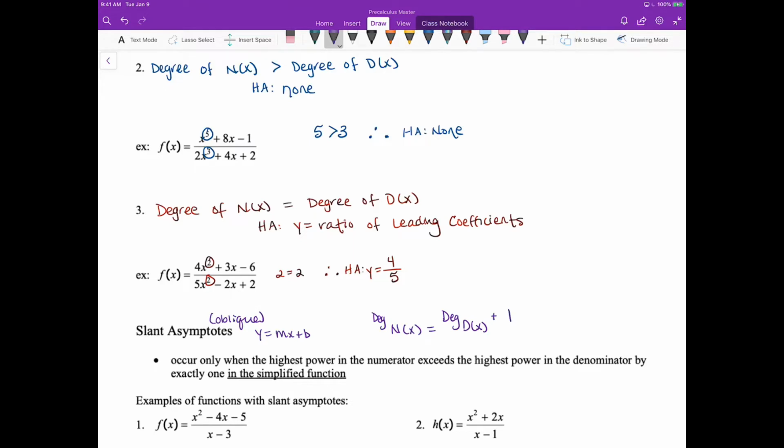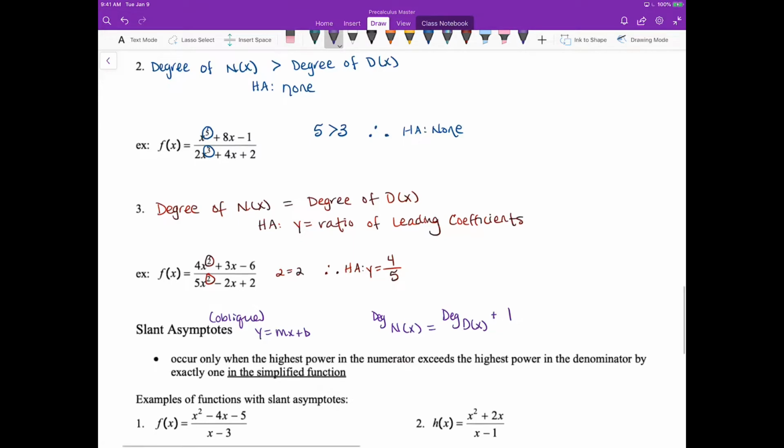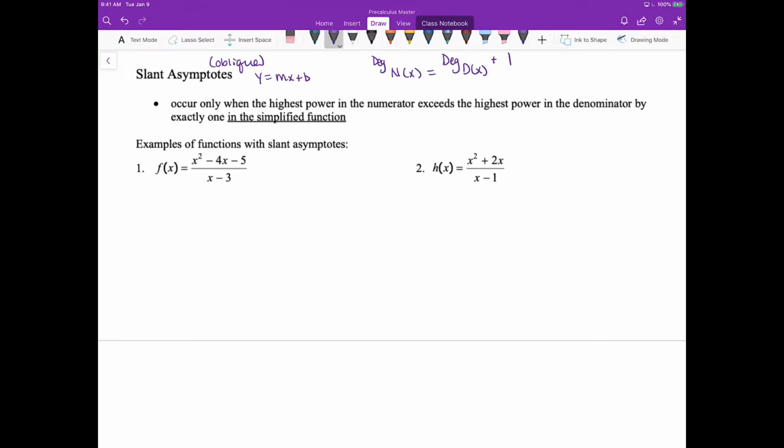So let's look at these examples of functions with slant asymptotes, and I'll do one example with you. You can do the other one. So we see here that x squared minus 4x minus 5 is in the numerator, x minus 3 is in the denominator, and even though we can factor x squared minus 4x minus 5, even though we don't need it, it's still good practice. So factor x squared minus 4x minus 5, and then why don't we need it? So you can answer that over here.